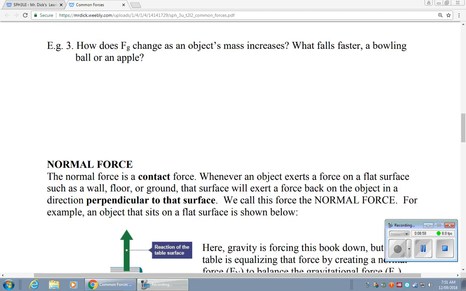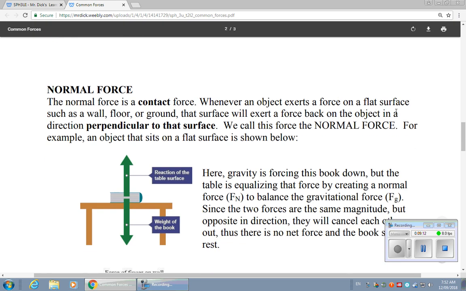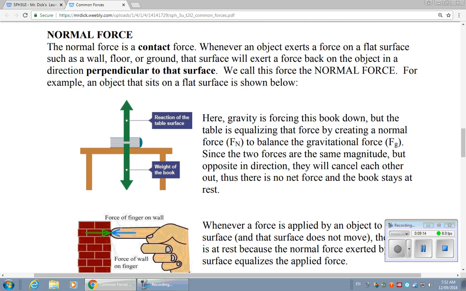Example 3 is just a common question that we often ask related to gravity that I just want you to think a little bit about, and we'll talk about in class in more detail. So think about what would fall faster, a bowling ball or an apple, and we'll take that up in class.